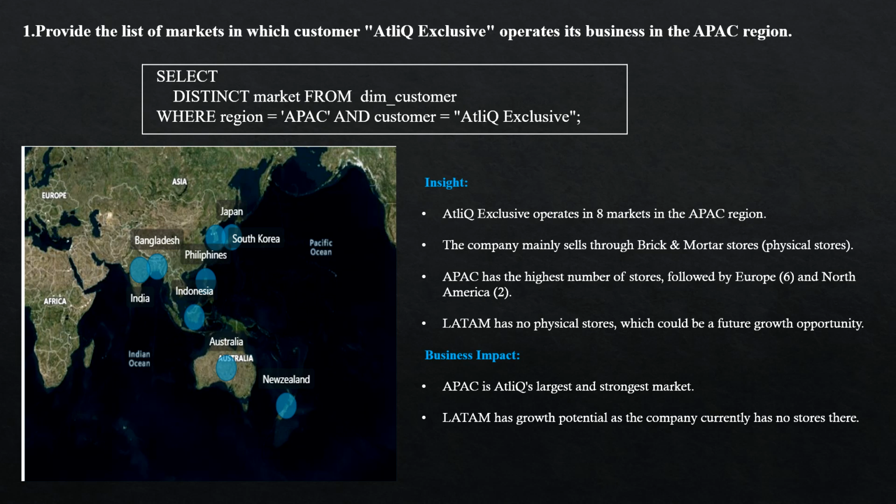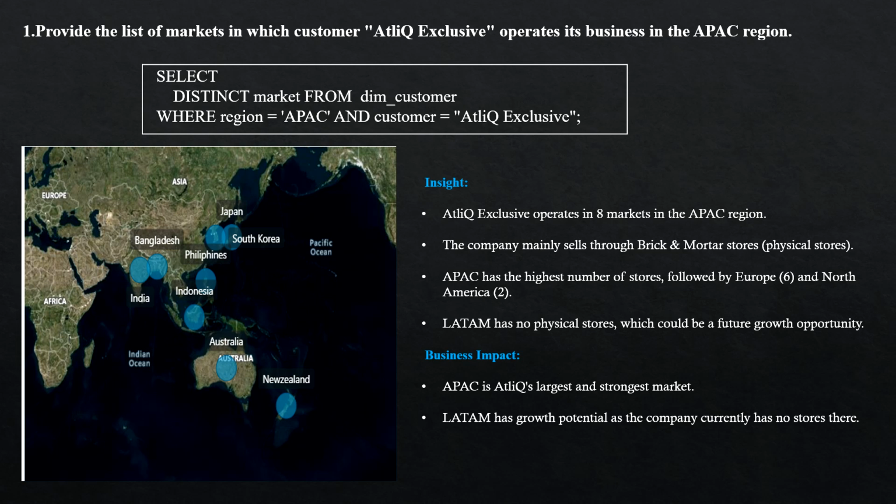First request: provide the list of markets in which customer AtliQ Exclusive operates its business in the APAC region. For this, I used this query: select distinct market from dim customer where region is equal to APAC and customer is AtliQ Exclusive. So we can see that AtliQ Exclusive operates in 8 markets in the APAC region, and the company mainly sells through brick and mortar stores, physical stores. Brick and mortar is a physical store and e-commerce is an online store.